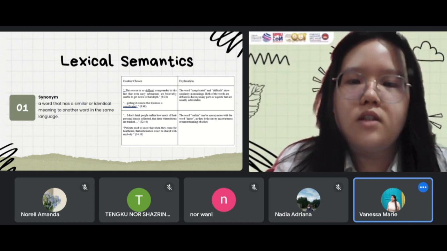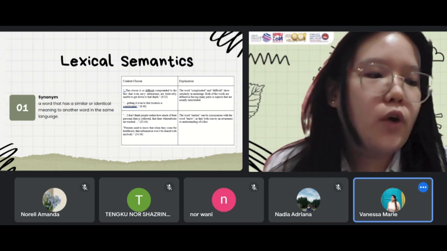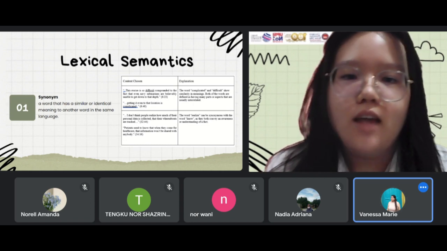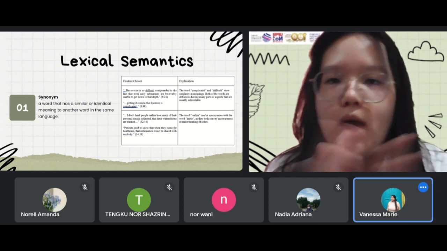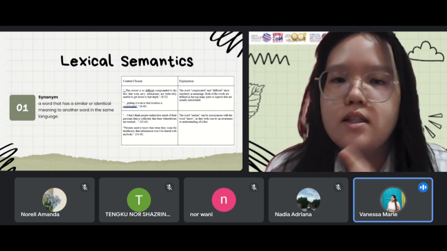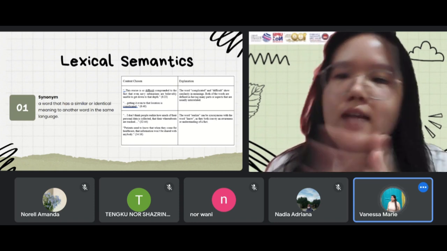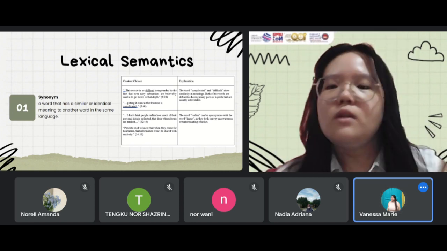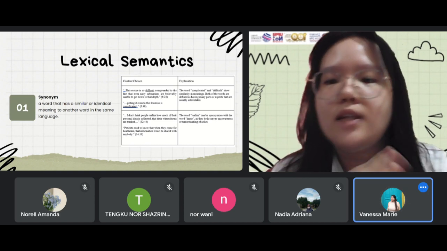Moving on to the next topic, we have lexical semantics. In the news broadcast and the poster that we have studied, we have found many kinds of lexical semantics such as synonym, antonym, connotative, denotative, hypernym, and hyponym. So let's take a look at synonym first. A synonym is a word that has a similar or identical meaning to another word in the same language.